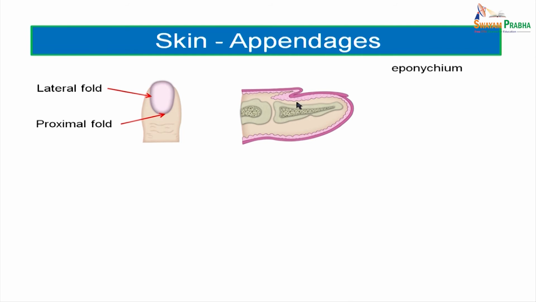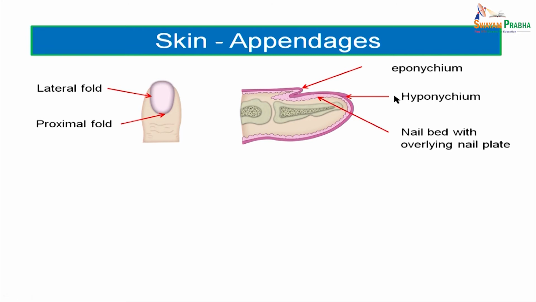And in fact, this region is the actual germinative zone, which is highly proliferative and gives rise to the other cells. So, this skin which projects over the base of the nail, this is referred to as eponychium, and this portion which is in relation to the free edge of the nail, this is referred to as hyponychium, and this is nothing but the nail bed with the overlying nail plate. So, in fact, this nail plate is nothing but the stratified cornea overlying this nail bed, which is the stratum spinosum and the stratum basale layer.